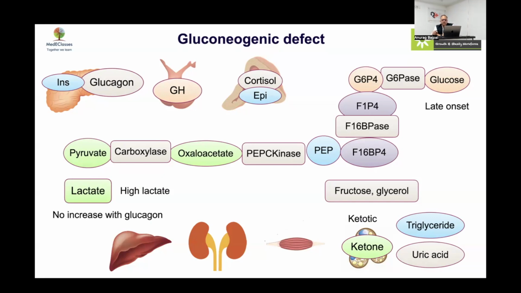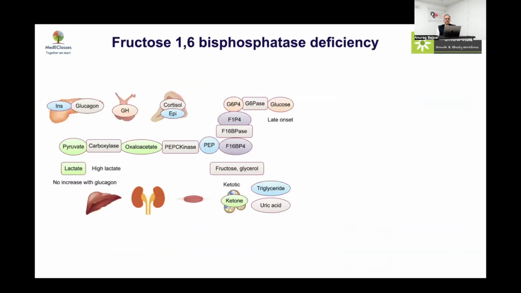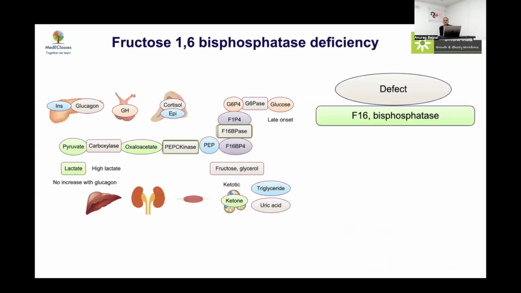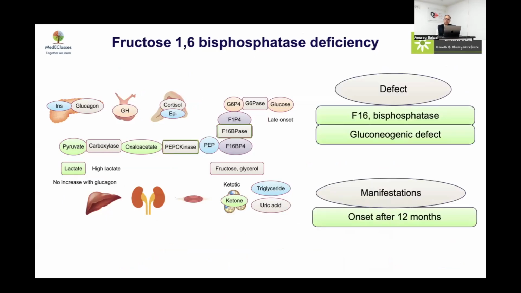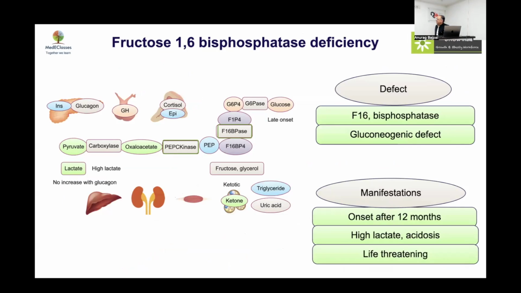Because in a gluconeogenic defect, there is no accumulation of lactate in the previous part. So you have accumulation of lactate, but it is a smaller amount compared to GSD1, where you will have much more. Here it will be much lower. But of course, lactate is high in the basal state, but in the fed state giving glucagon does not increase it. In fructose 1,6 bisphosphatase deficiency, the onset is after 12 months with high lactate and acidosis.